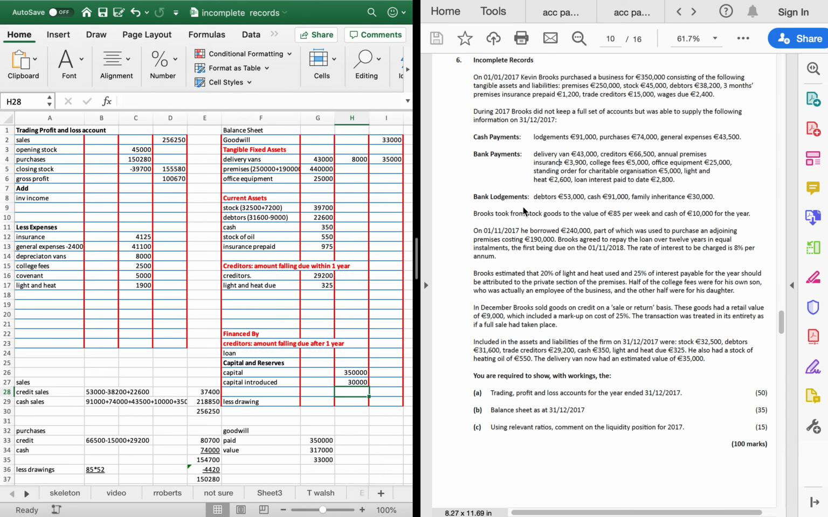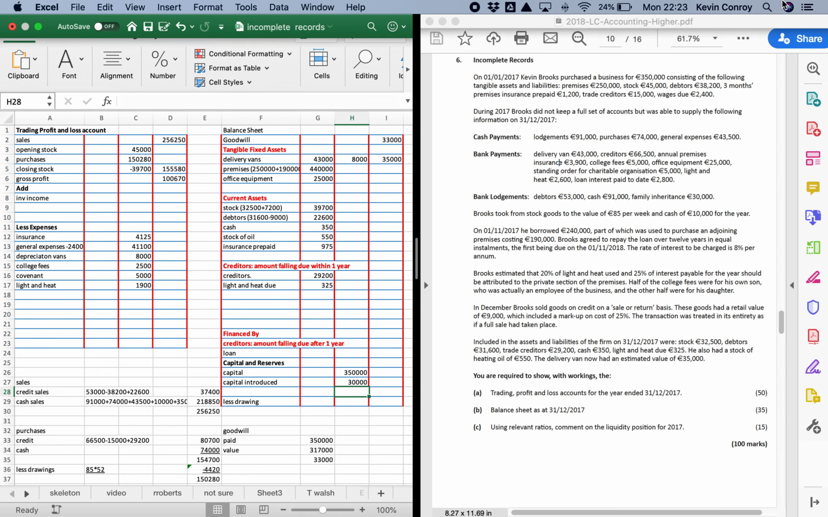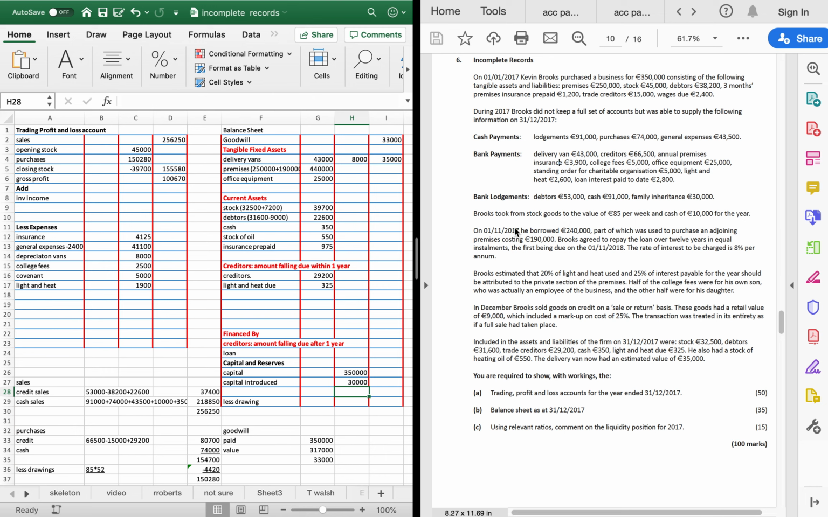He took stock to the value of 85, dealt with that. He took cash 10,000, dealt with that. On the first of the 11th, he borrowed 240, part of which was used to buy premises costing 290. So the loan is 240 in total. I'm about to change this number of 240 here, but I'm putting it in there for the time being. He's going to pay it back over 12 years in equal installments, the first due towards the end of next year.